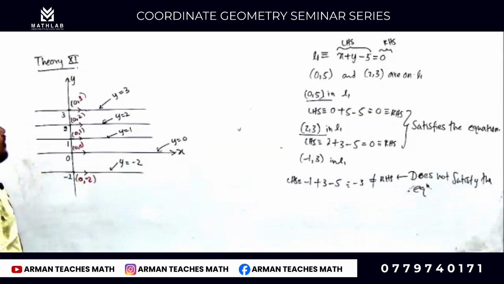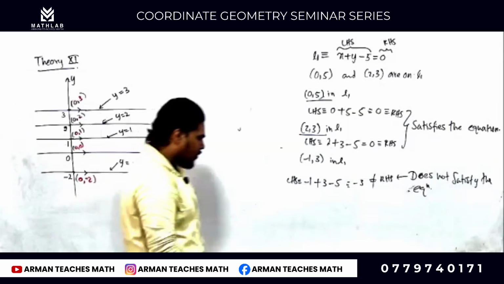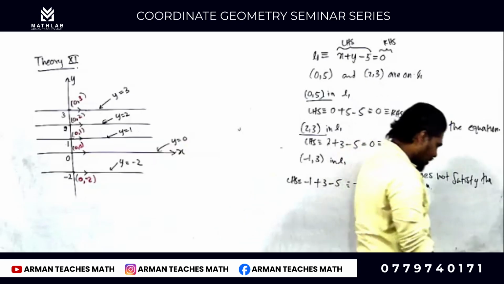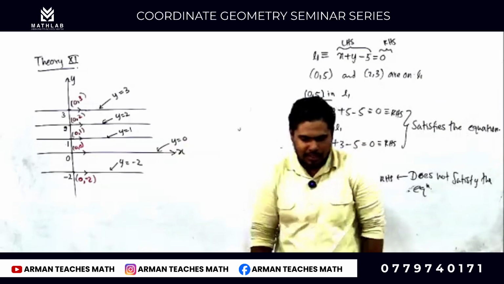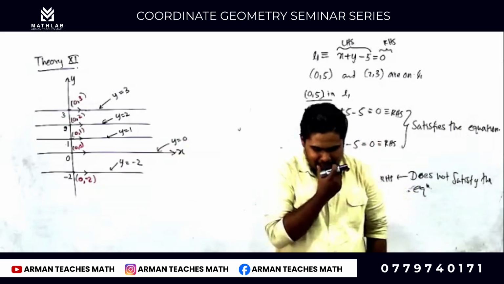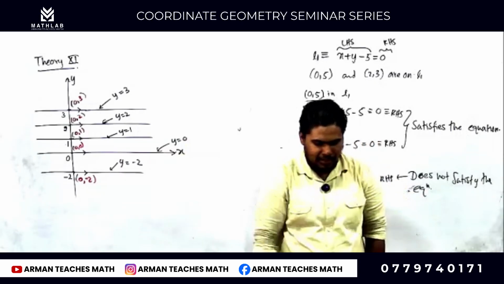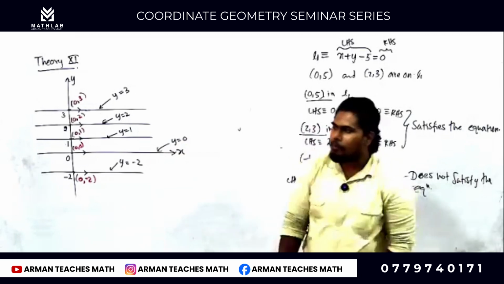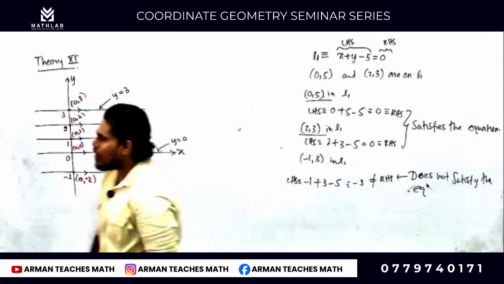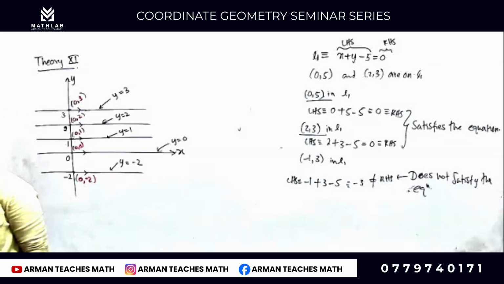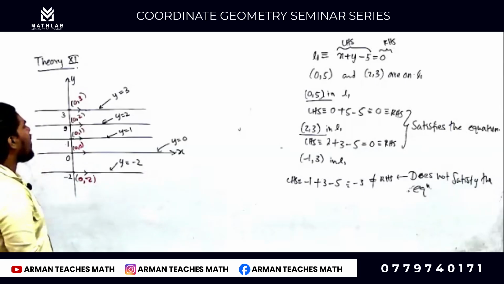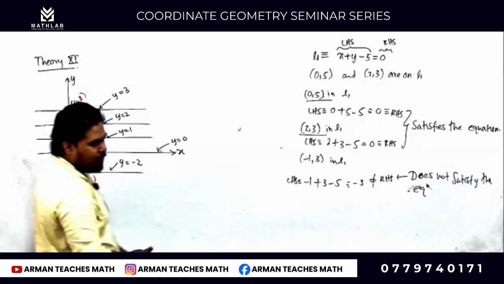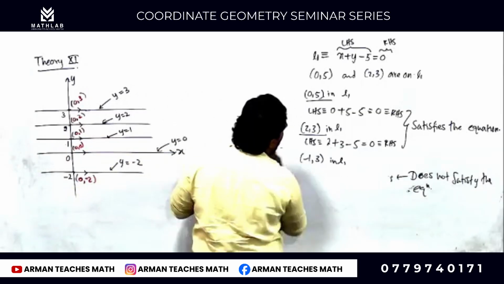Right, the next one: y equals 1 is the straight line that passes through the point (0, 1) and is parallel to the x-axis.